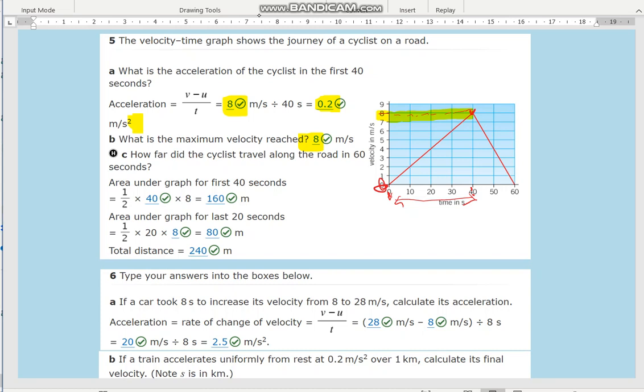C, how far did the cyclist travel along the road in 60 seconds? So the area under the graph for the first 40 seconds, so we're looking at the area under the triangle here, is a half times the base, which is 40, times 8, which is the height, is 160 meters. The area under the graph for the last 20 seconds, so that's this triangle here, a half times the base, which is 20, since 60 minus 40 gives us 20, times 8, which is the height, gives us 80 meters. The total distance then is 80 plus 160, which gives us 240 meters.